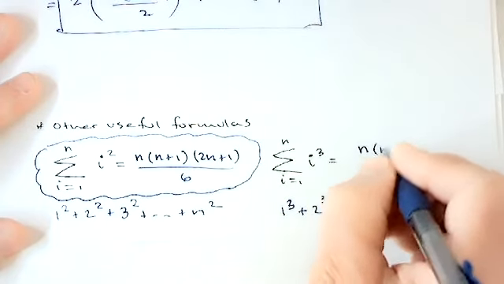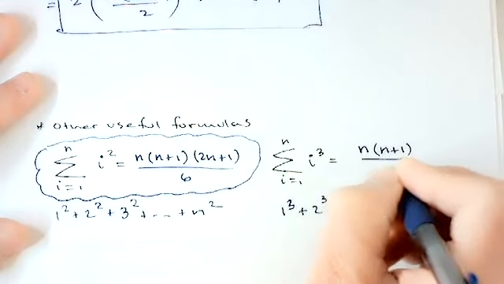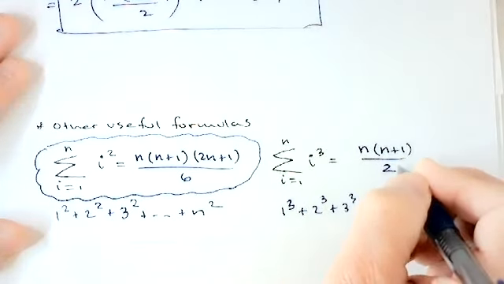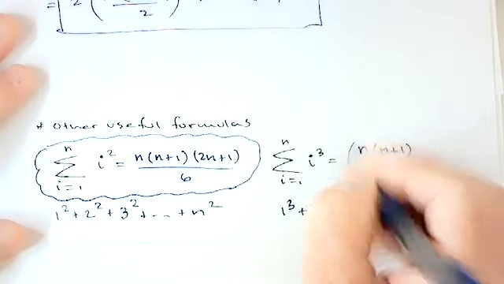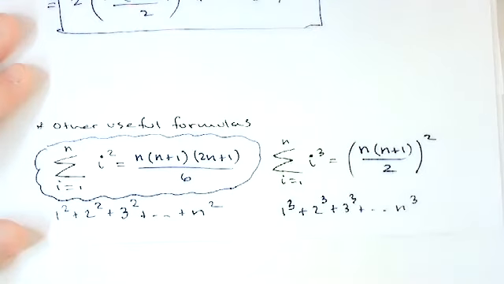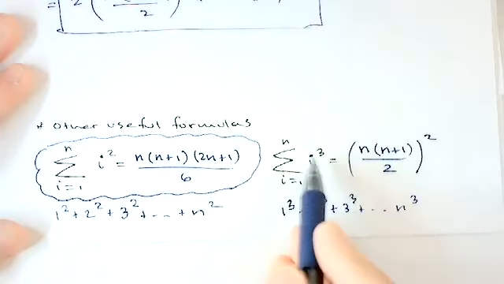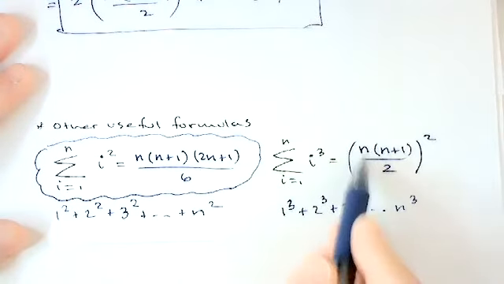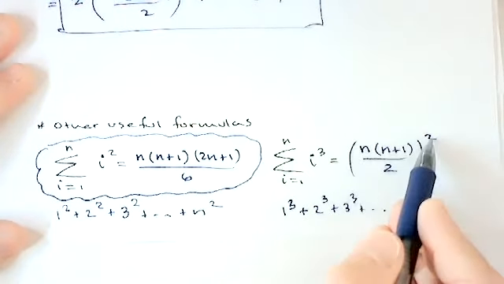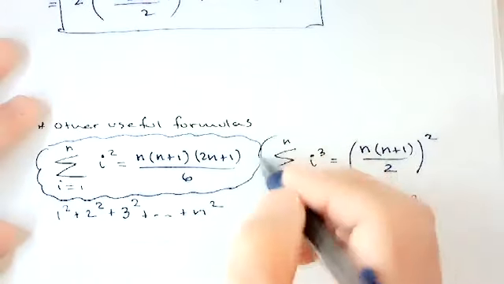n times n plus 1 over 2. What does that look like? That's like just the sum of i, right? Squared. It turns out that the formula for the sum of the first n perfect cubes is just the same formula for just i, and then you just square the answer. So kind of interesting.